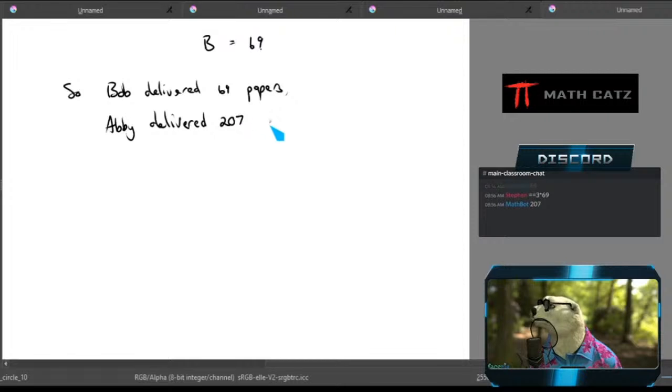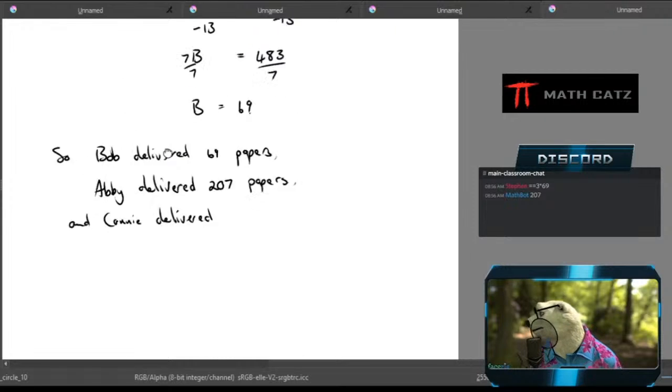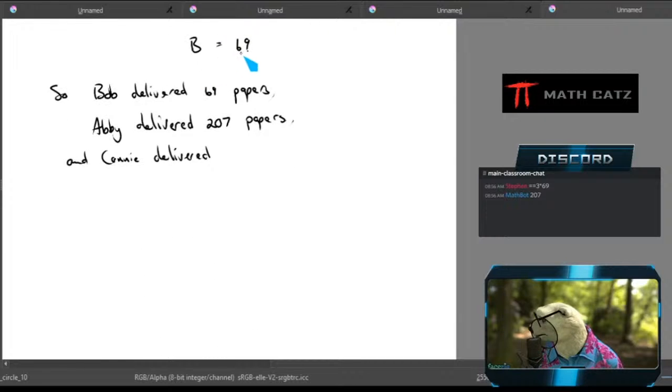207 papers. And lastly, Connie delivered, now I have to go look, 3B plus 13. So 3 times 69, which I have there, plus 13 is 220, right?